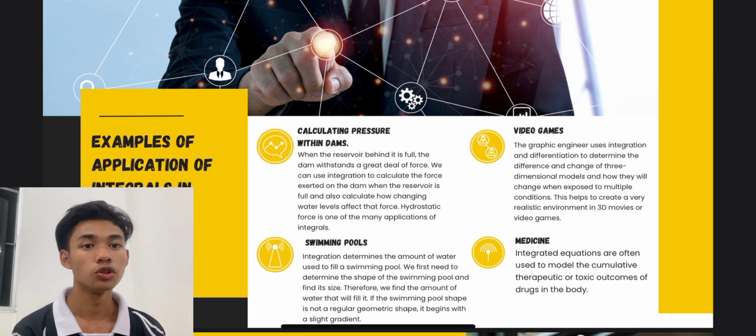Number two, swimming pool. Integration determines the amount of water used to fill a swimming pool. We first need to determine the shape of the swimming pool and find its size. Therefore, we find the amount of water that will fill it. If the swimming pool shape is not a regular geometric shape, it begins with a slight gradient.